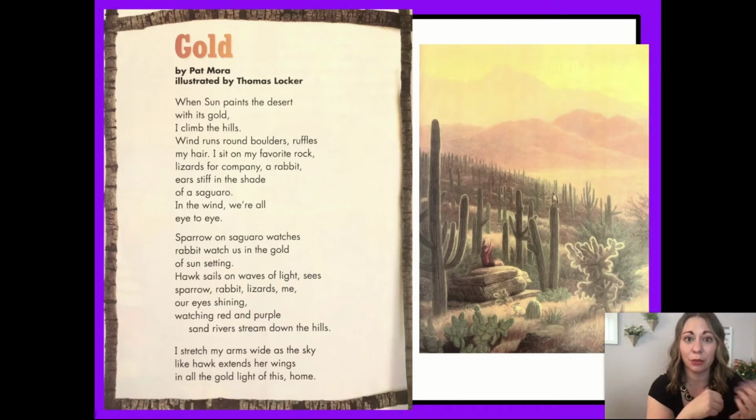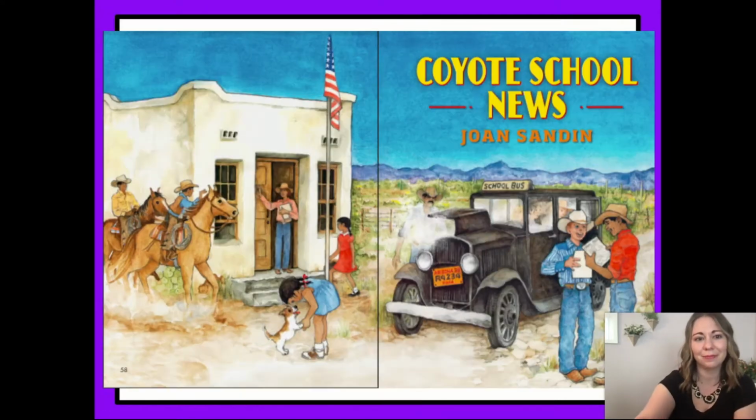Like you notice Miss Wagers stumbled a couple times when I was trying to read it, because usually a poem rhymes, and so you get that rhythm and you can kind of get in the groove of things. In this case, you can't. So you have to be very careful when you're reading it. But when we're thinking about this, it says about the desert, and there are boulders and sand and saguaro cactuses. And we can see that from the picture. So we can kind of start to get a picture of what the setting for our next story is going to be like. So this is called Coyote School News.